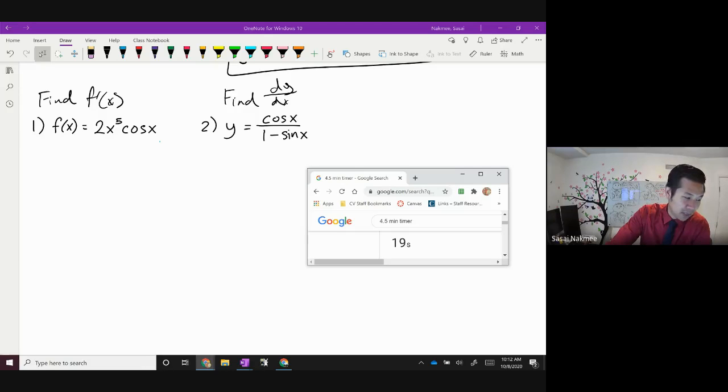It's not going to be 10x times negative cosine of x, right? You actually have to apply the product rule. It looks good. The majority of you guys are applying it. Some of you guys are not being too careful with it, so you've got to go back and double check it.